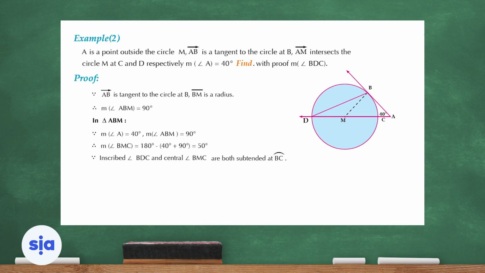Since the inscribed angle BDC and the central angle BMC are both subtended from the same arc BC, then the measure of angle BDC is half the measure of the central angle BMC. Then the measure of angle BDC is half the 50, which is 25 degrees.